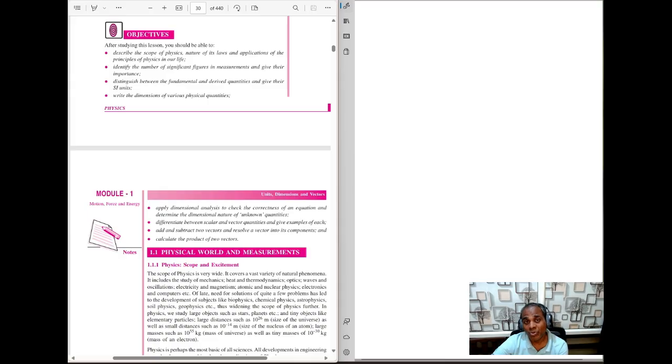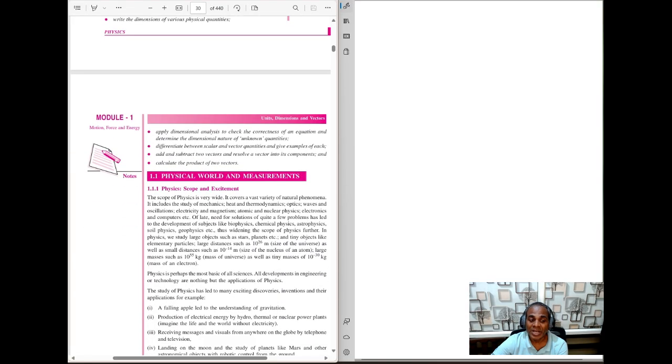We need to be able to understand and calculate the addition and subtraction of two vectors and how a vector can be resolved into its components and also how to calculate the product of two vectors. Right. Once we know the objectives, we are good to go. So let's begin. Let's start with physics.